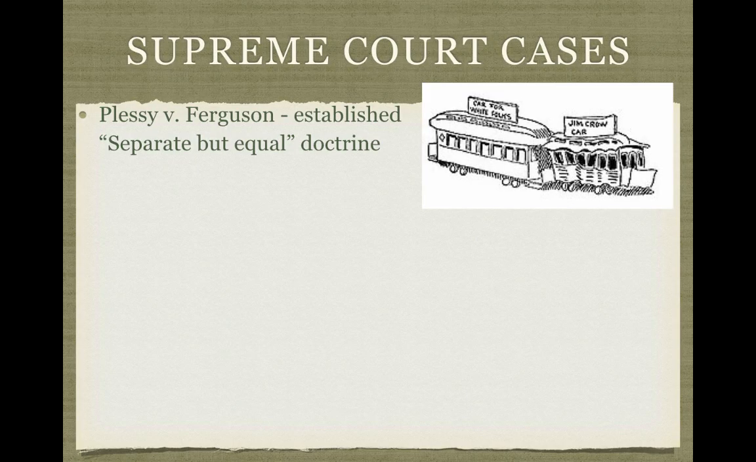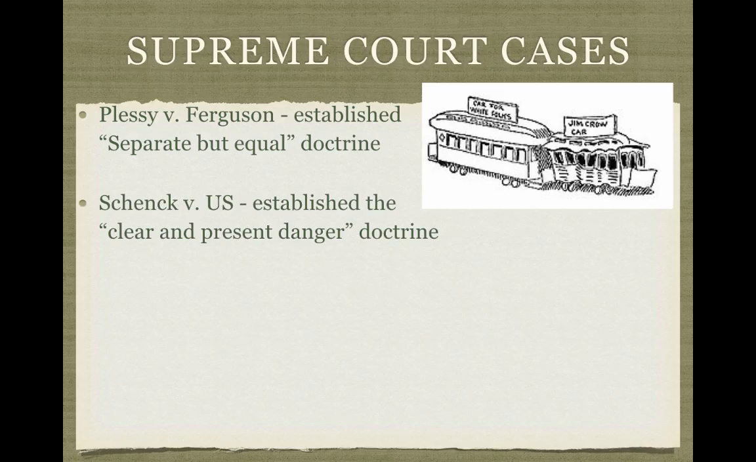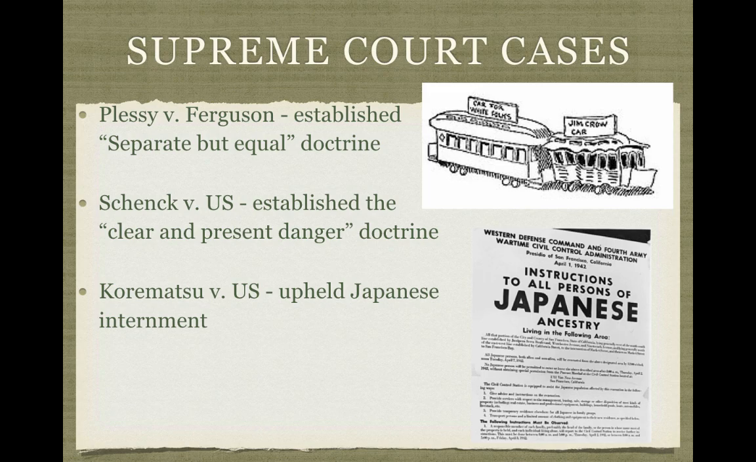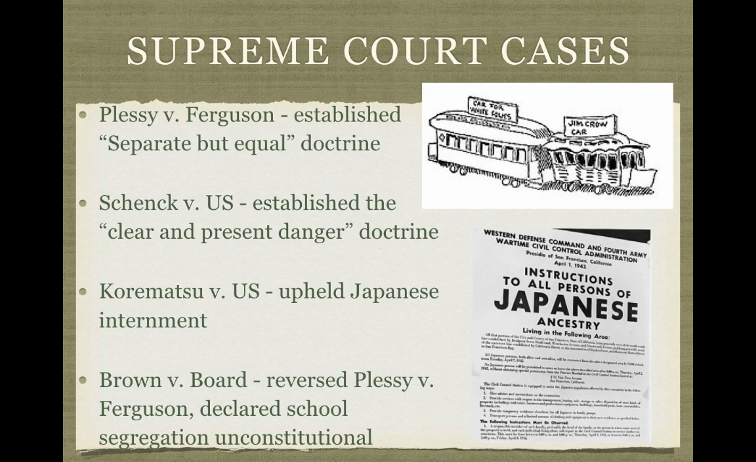Okay, Plessy versus Ferguson in 1896 established the separate but equal doctrine. It upheld Jim Crow segregation laws of the South. Schenck versus U.S. in 1919 established the clear and present danger doctrine, that free speech could be limited if it proves to be a clear and present danger. And Korematsu versus the U.S. in 1944 upheld Japanese internment camps during World War II. In 1954's Brown versus the Board of Education, this reversed Plessy versus Ferguson and declared school segregation unconstitutional, and that schools should desegregate with all deliberate speed. I have videos on all these court cases and more if you have any questions or need more information on them.